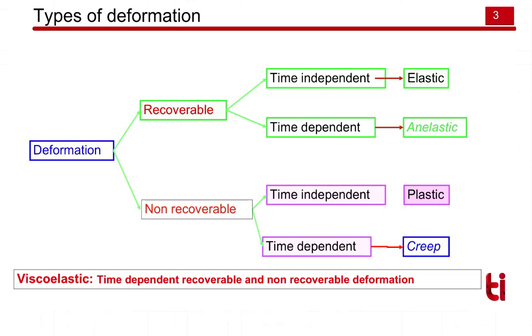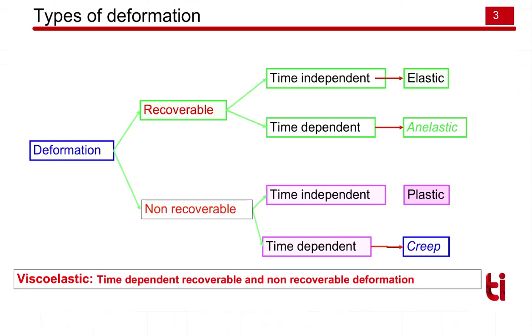Now non-recoverable deformation. If you increase the load beyond a certain limit, materials become plastic and will not be able to recover. That kind of deformation we call plastic deformation, and time dependent plastic deformation is creep. So these four deformations, elastic, anelastic, plastic and creep, we will study in coming lectures. There is another kind of deformation called viscoelastic deformation. This is time dependent recoverable and non-recoverable deformation, both occurring together.